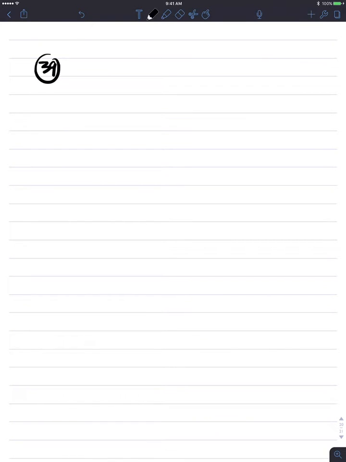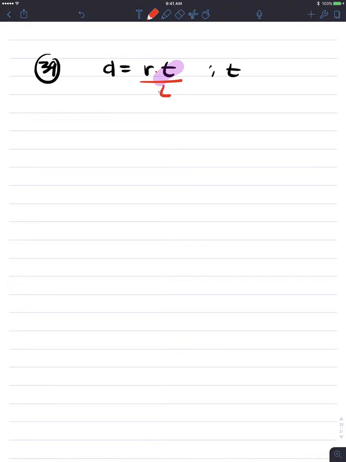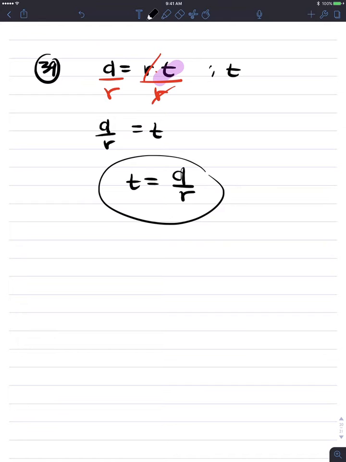39. D equals RT. We're going to solve for the indicated variable. They want us to solve for t, to get t by itself. There's an r being multiplied to it, so we have to undo that by dividing both sides by r. Divide both sides by r so that my r goes away on the right side, and I end up with d over r is t, or my t is d over r. And you're done.